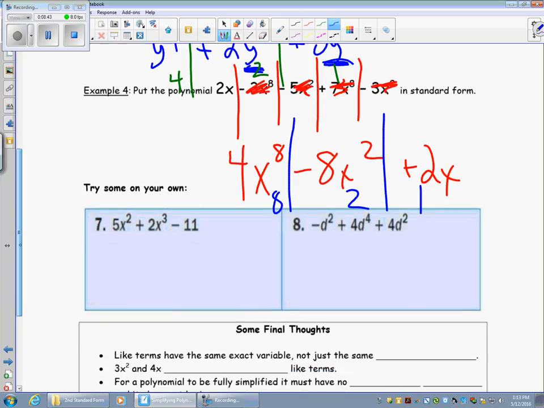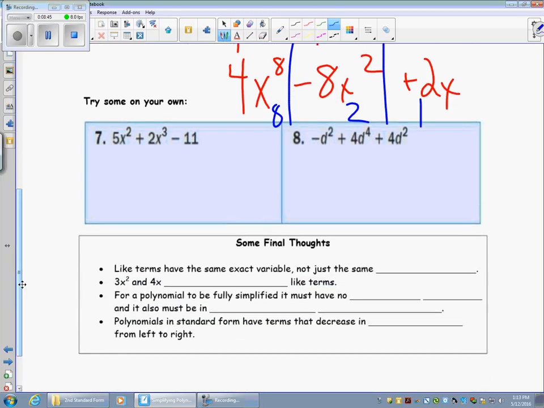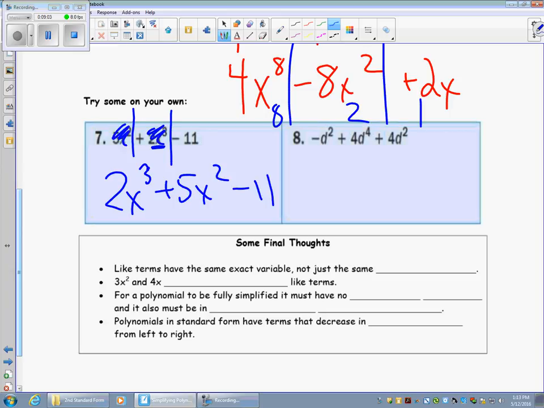All right, hopefully that was enough time for you guys to pause it and unpause it. So for number 7, are there any like terms there? I don't see any, so all we need to do is rewrite it so it's in standard form. My biggest one is this x to the 3rd, so I'm going to write that one first. Then the next one is positive 5x squared, and last, minus 11. And that's it. That's really all we're doing today.